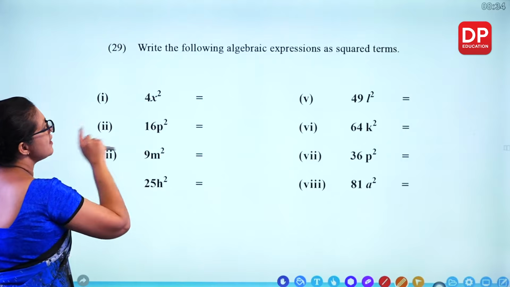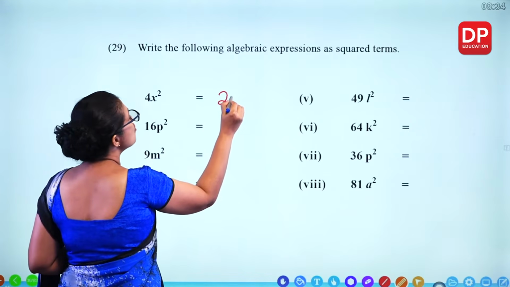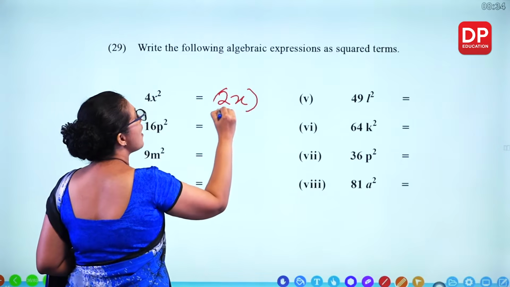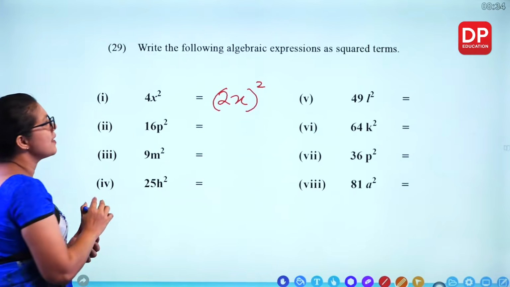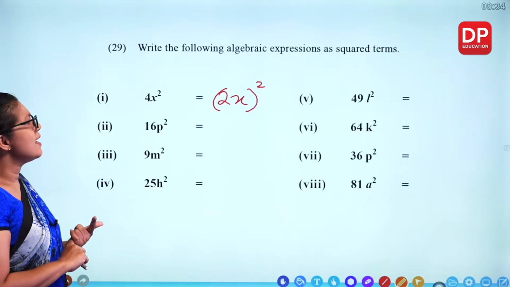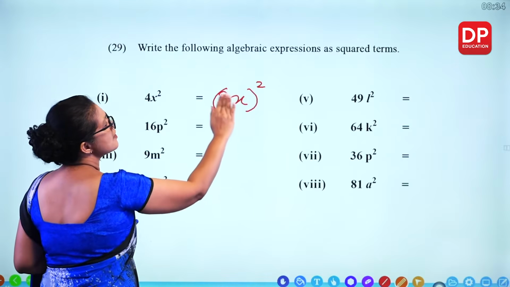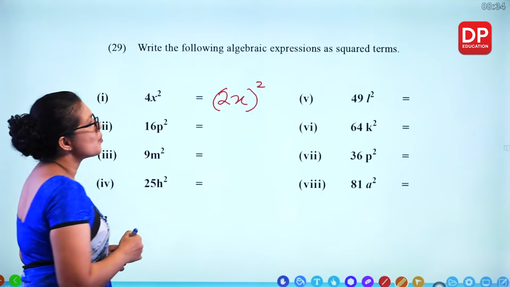x squared is already there. So 4 I can write 2 times 2. If I write 2x whole thing squared, you get the same thing. 2 times 2, 4, x into x, x squared. So final answer is 4x squared. So this is a square term. So this is the expression and you get a square term.